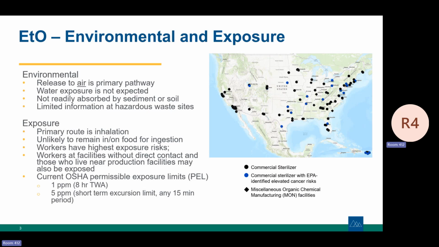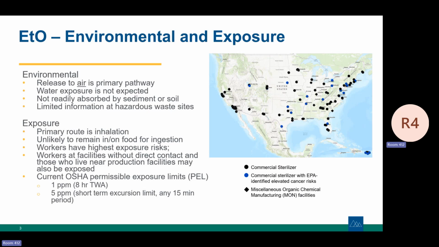This is a very hard map to see up here, but this is a map of the United States. This is the data collection process and where these sterilizers exist. The black dots are commercial sterilizers. The blue dots are also sterilizers, but these are the very high producers. I think there were 23 that were considered very high risk, and then some of your MON facilities as well.